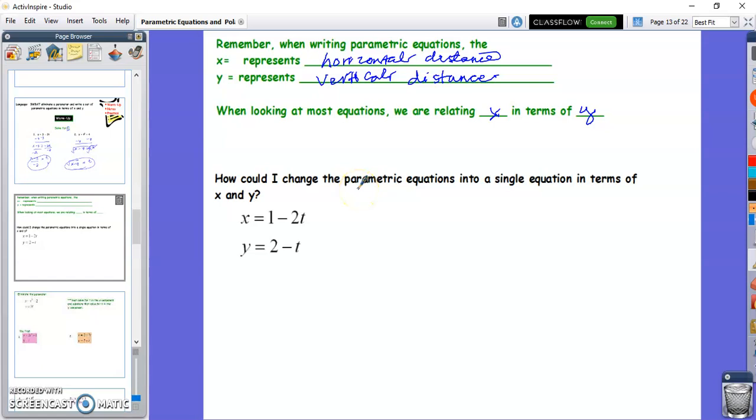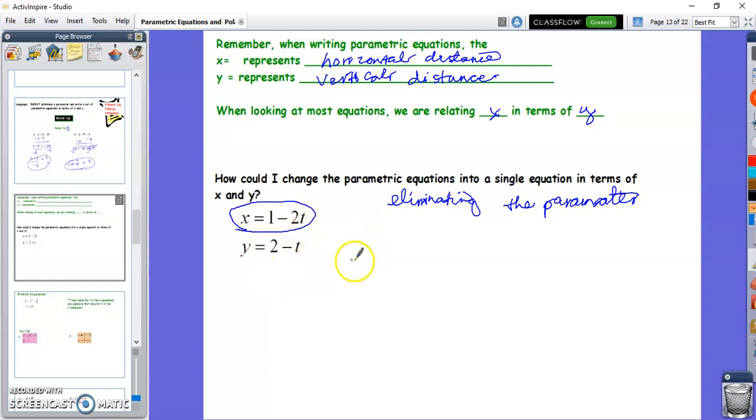One technique is to graph parametric equations by eliminating the parameter. When we say eliminating the parameter, the parameter is our t. So by eliminating the parameter, we can get started with the given x equation, which is the horizontal distance, and solve for t. So that's the plan. Let's solve for t and then plug the t into our second equation.